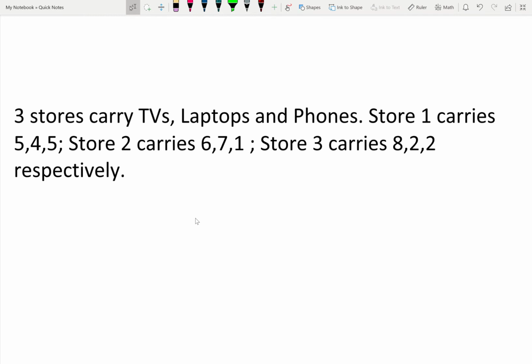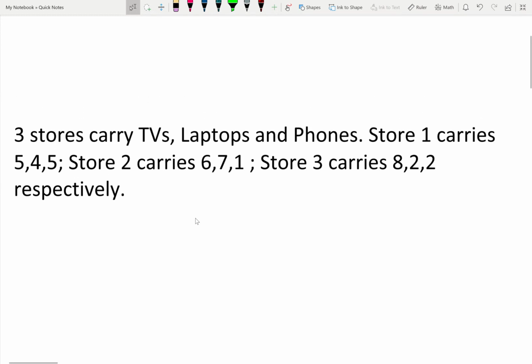So let's get going. We have three stores that carry TVs, laptops, and phones. Store 1 carries 5, 4, and 5 of each of them. Store 2 carries 6, 7, and 1 of each of them. And store 3 carries 8, 2, and 2 of each of them. So our goal is to really take the information given in these sentences and put it in a neat and ordered way.